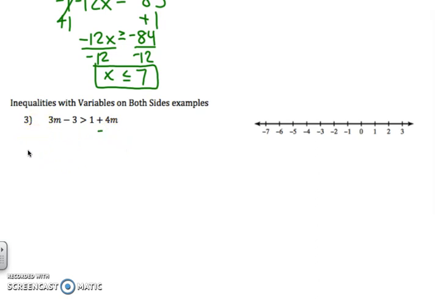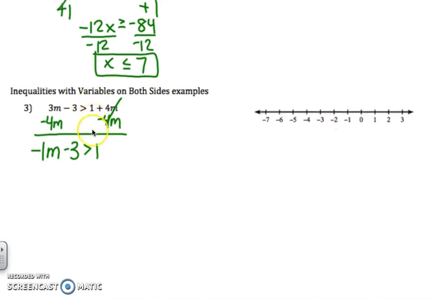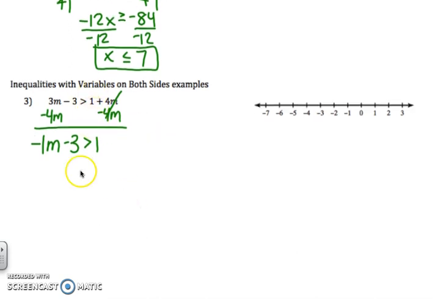So the opposite of a 4m would be -4m. So I'm going to -4m on both sides under the like term. The 4m's will cancel out. 1 minus 4m is negative 1m. Bring down minus 3, greater than, and the 1. So now I have a two-step problem that I recognize, and I need to plus 3 on both sides.